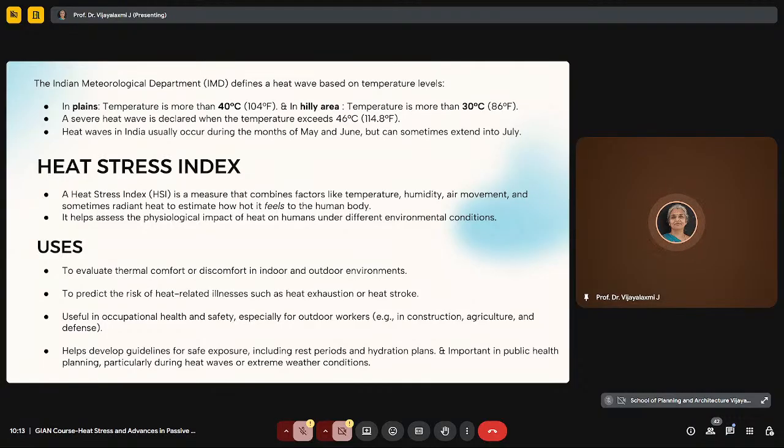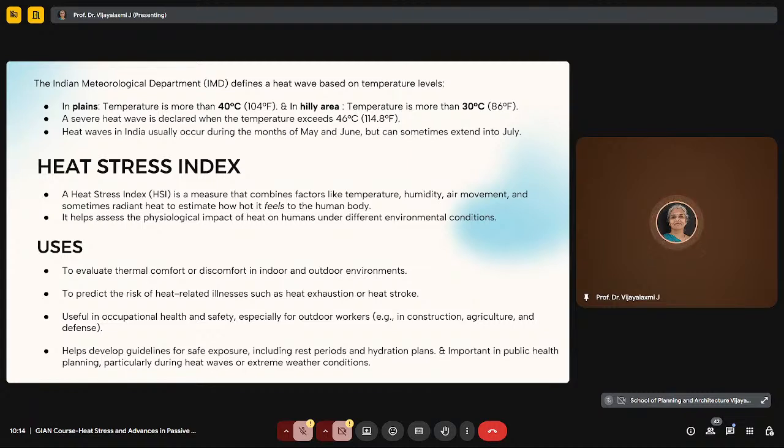So yesterday we saw that, so I'm not going to reiterate it. Heat waves in India normally occur between May and June. These are the primary months which we have to be cautious about, because the heat builds up even by March, but then it peaks in May and June, so we need to be careful about that.